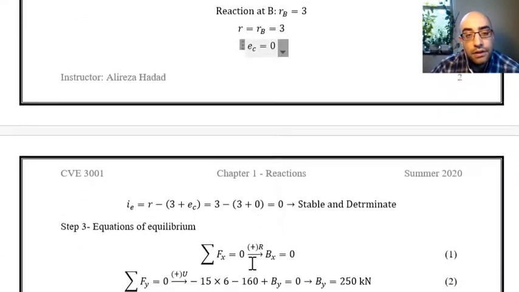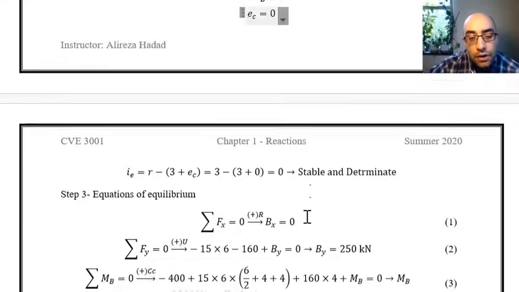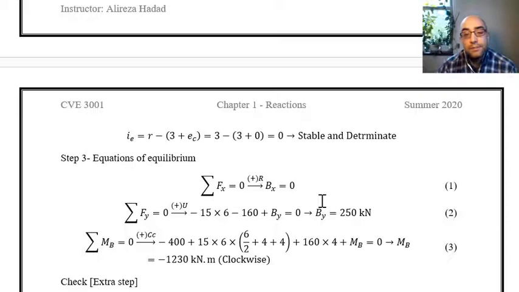And now I can simply look at the equation that we had about stability and determinacy, putting the values in the equation. R equal to 3, and EC equal to 0. The final value will be 0, which means that the structure is stable and determinate. It is good because when it is determinate, we can use the equations of equilibrium to find all the reactions. So let's write those equations of equilibrium.